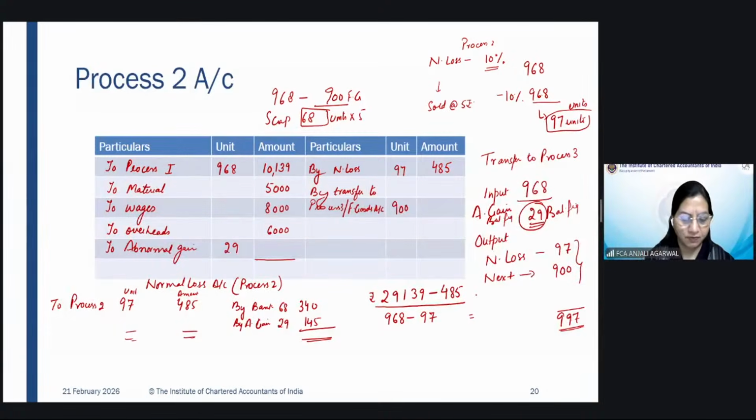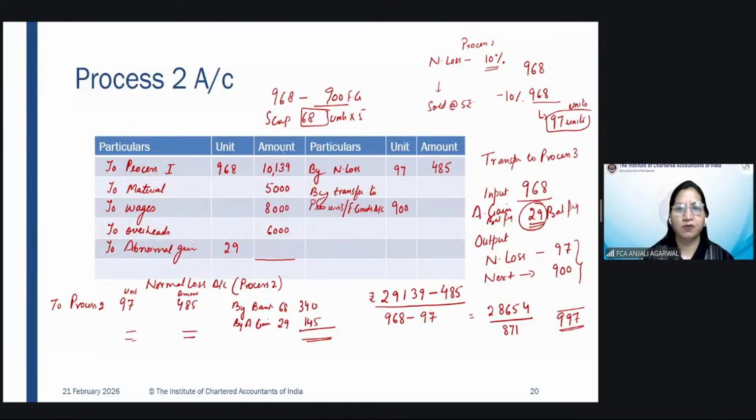So this comes out to be 29,139 minus 485, which is 28,654, and divide by 968 minus 97. So we should have 871 units technically, but we have 900 units. So there is an abnormal gain of 29 units.